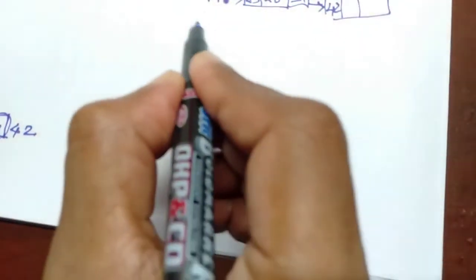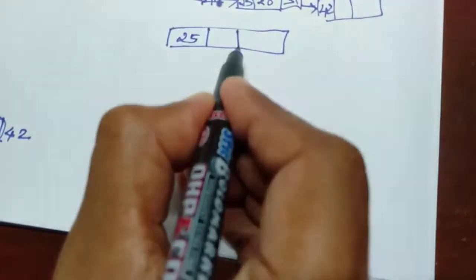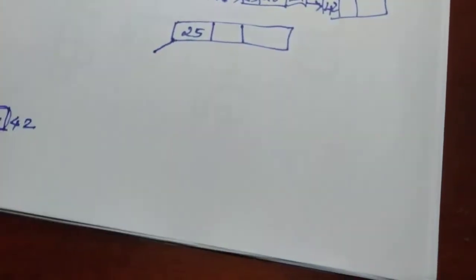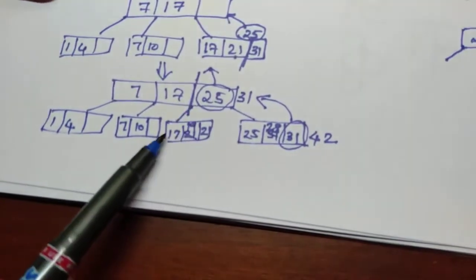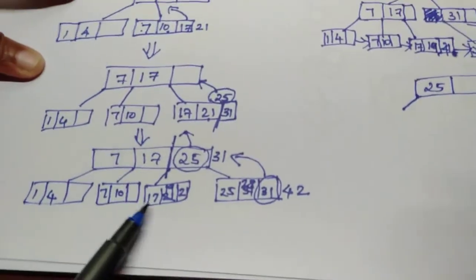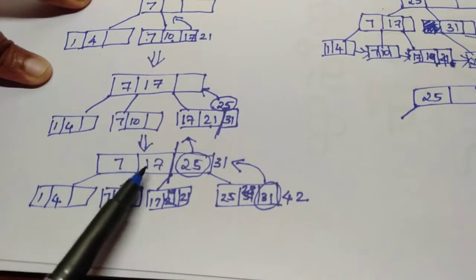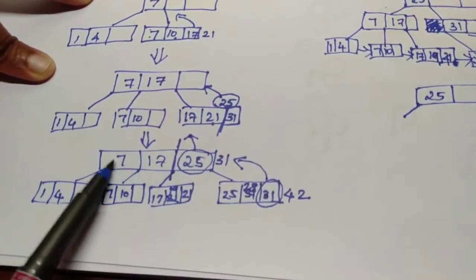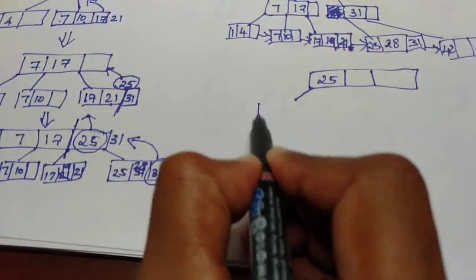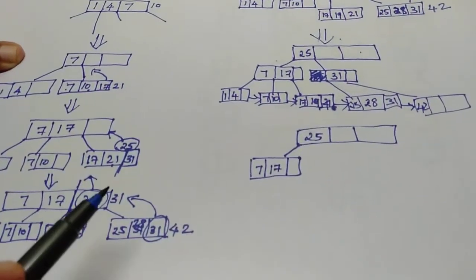We will have root node. In the root node I have 25 and 2 spaces. To the left of 25 I have, as we have over here, these elements 7 and 17. I'm splitting this 7 and 17. So on this side I will have 7, 17 and a space.